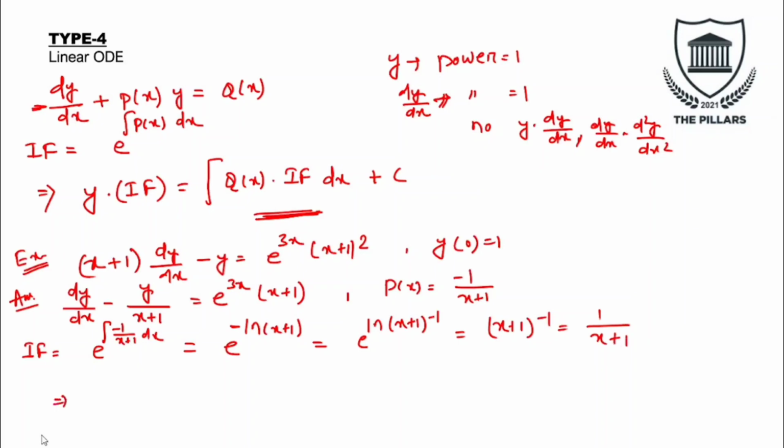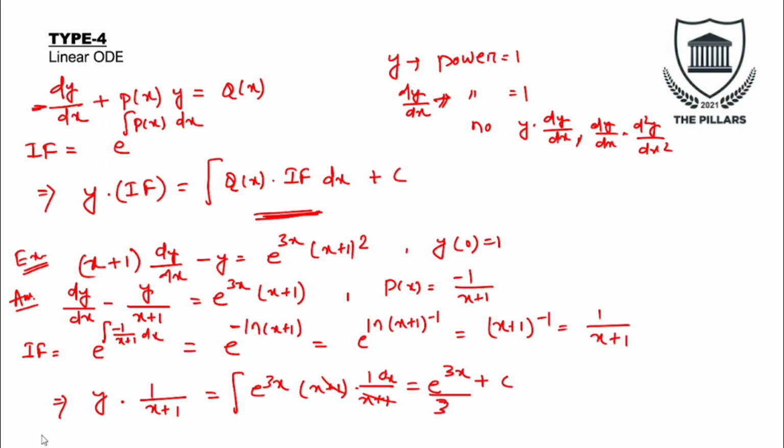So we can write the solution of this differential equation as y times 1/(x + 1) equals e^(3x)(x + 1) times 1/(x + 1). Here this part gets cancelled out, so this becomes e^(3x). We have to take this integral dx plus c, and the integral of e^(3x) is e^(3x)/3. Now this is the solution we got.